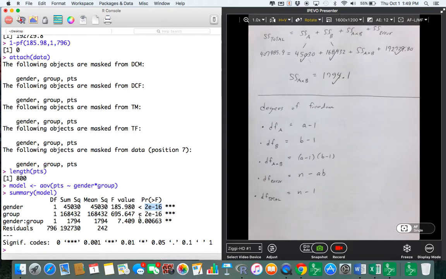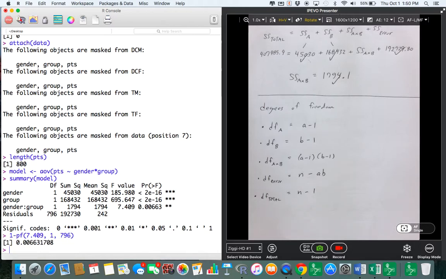Now to calculate this one down here, for example, the interaction p-value, we would just go 1 minus PF. The F statistic is 7.409. My degrees of freedom are 1 and 796. Okay. Now when it does that, it's going to give you your p-value, as far as it reports that we got right there.